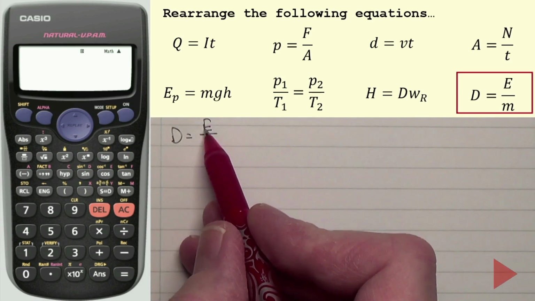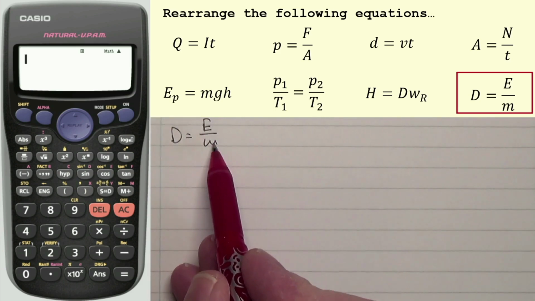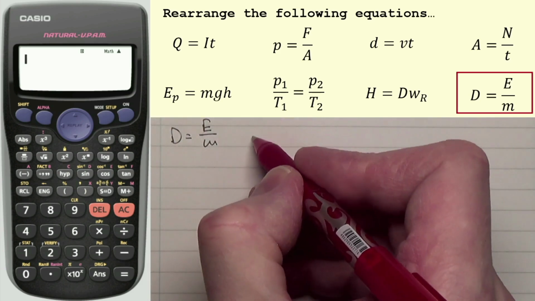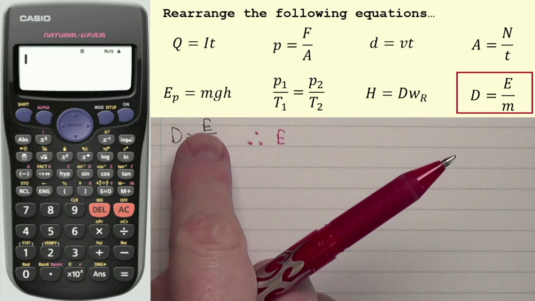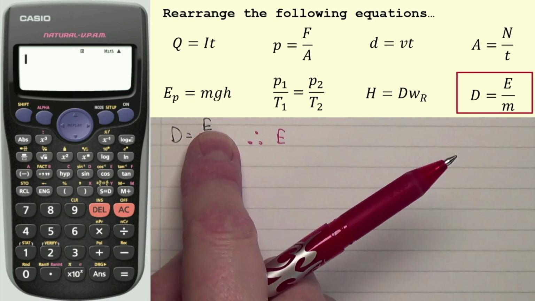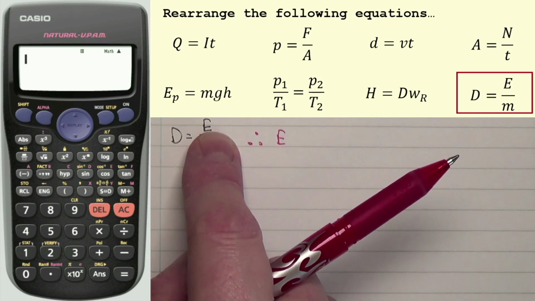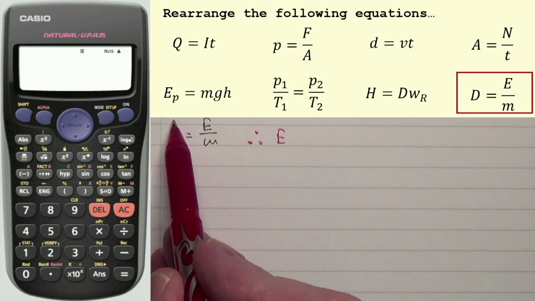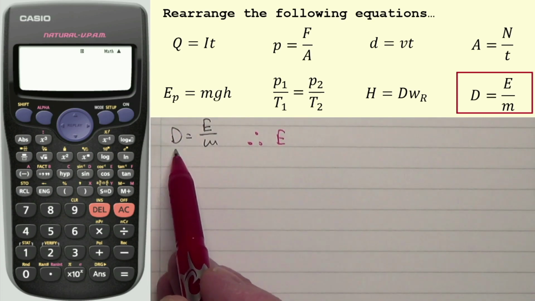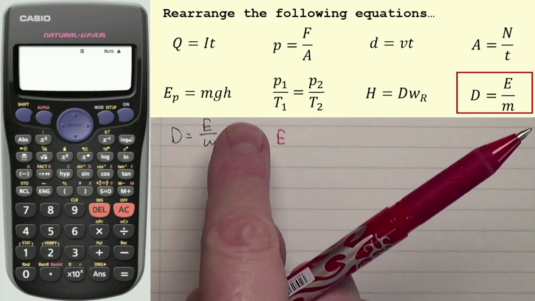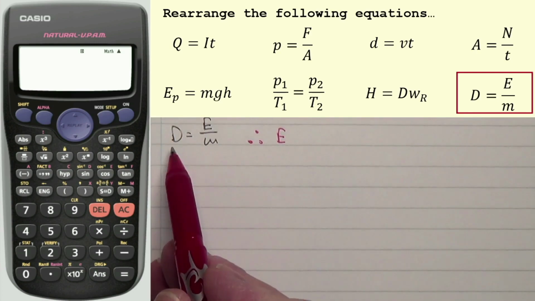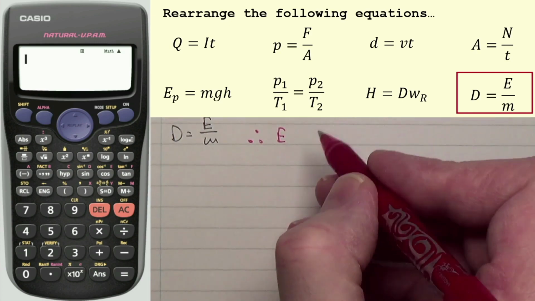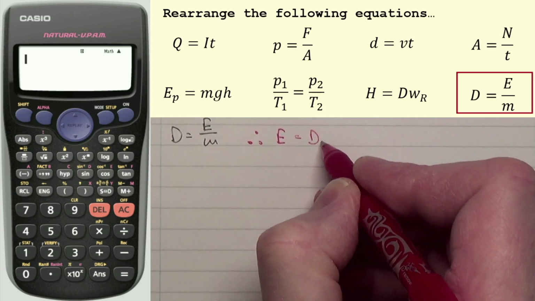So first of all, to make E the subject, E is being divided by M. So if we want E on its own, what we'll do is we'll make E the subject by multiplying this side by M to give you, of course, E on its own. Well, we need to multiply D by M as well. So we're multiplying this side by M to make E the subject. We need to multiply this side, of course, by M as well, and that will give us E is equal to D times M.